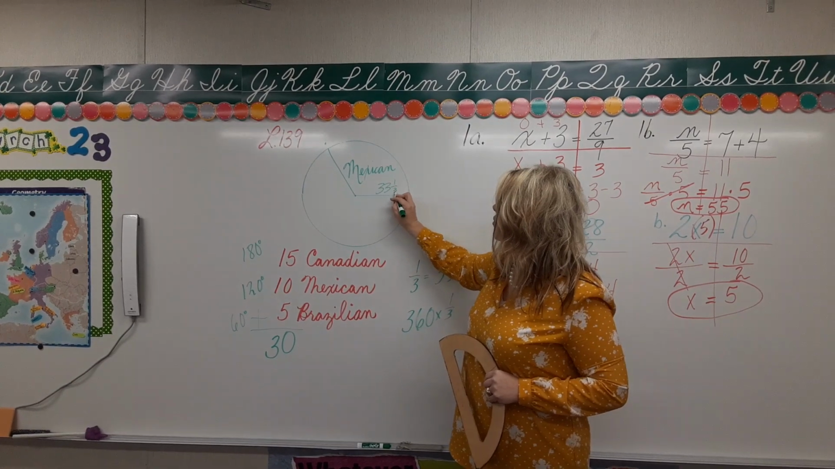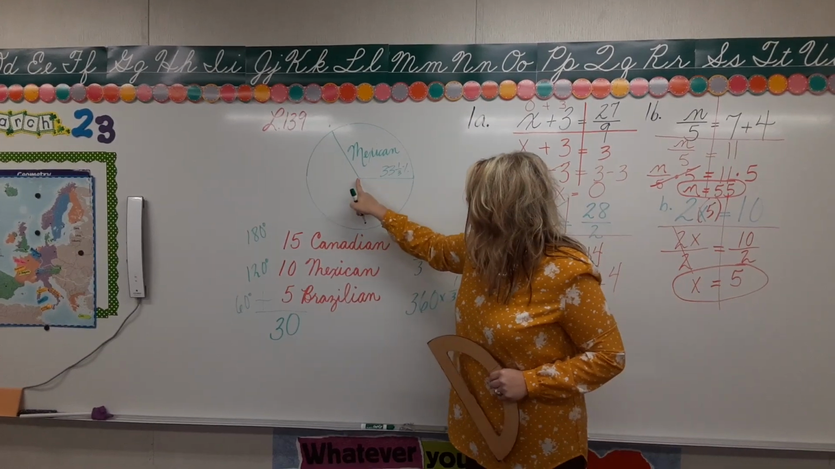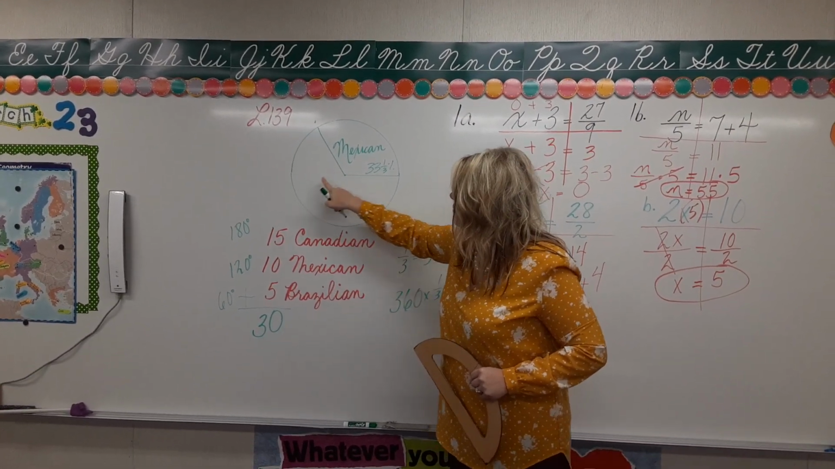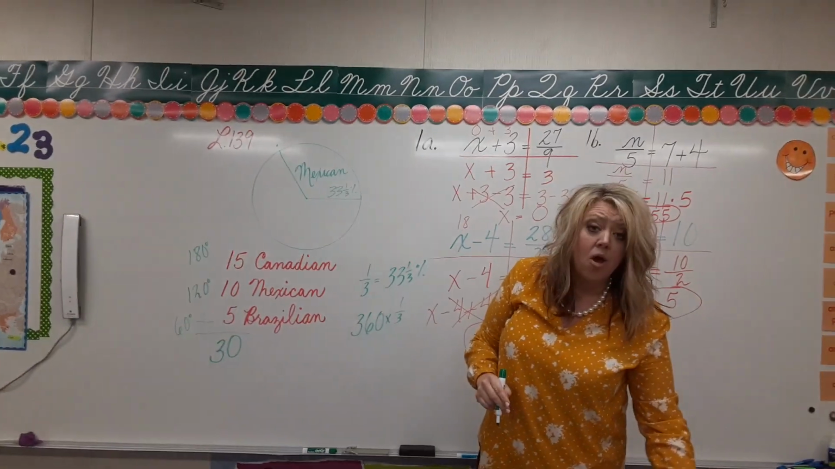I won't go any further from here, but I hope that helps at least get you started. Your second one should be about right here. And then, of course, your last is going to be half of the circle for the Canadian coins. So I hope that helps you.